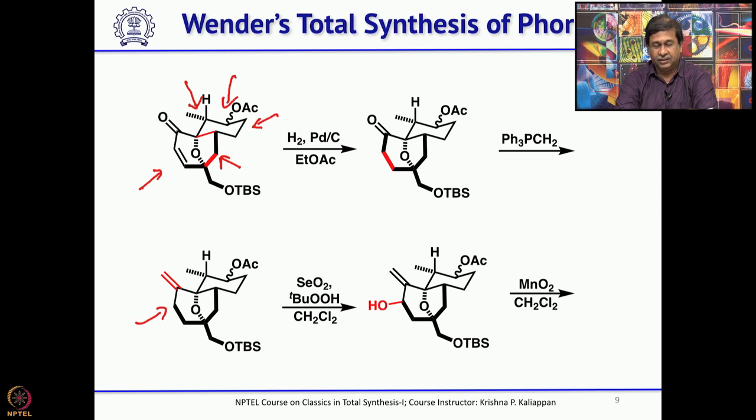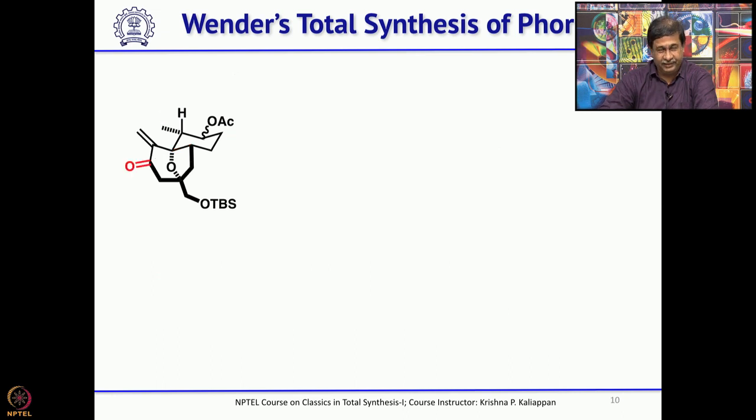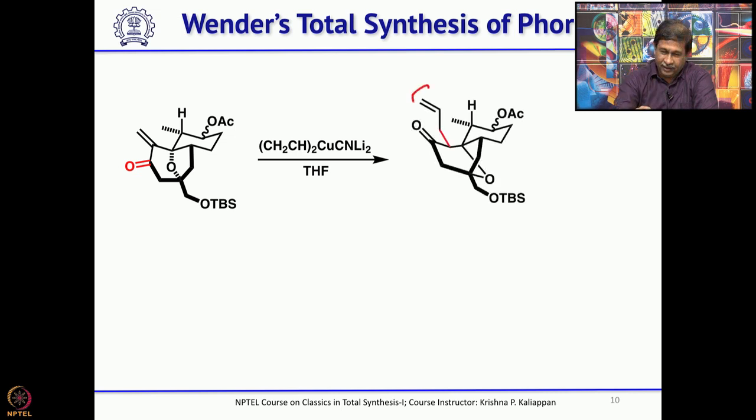Now, when you treat with manganese dioxide, manganese dioxide is known to facilitate allylic oxidation to give the alpha beta unsaturated ketone. Then you carry out a 1,4 addition with vinyl copper, okay, or you can introduce an allyl group here. Already a double bond, you add a vinyl, so it becomes an allyl group next to the carbonyl group, okay.